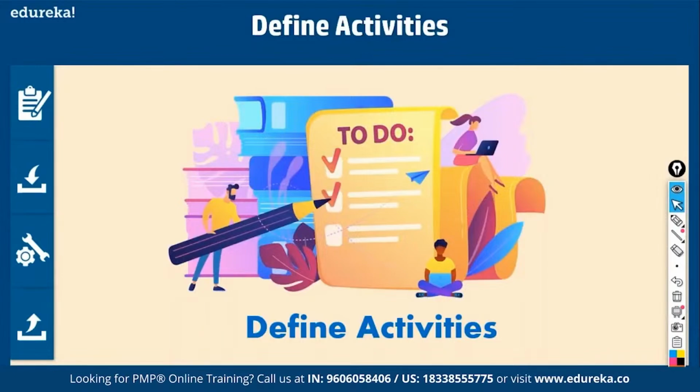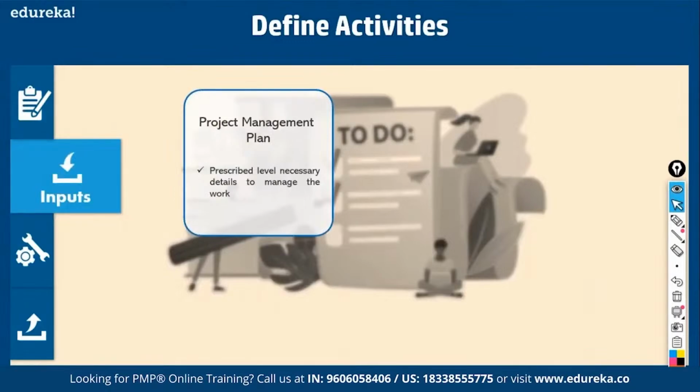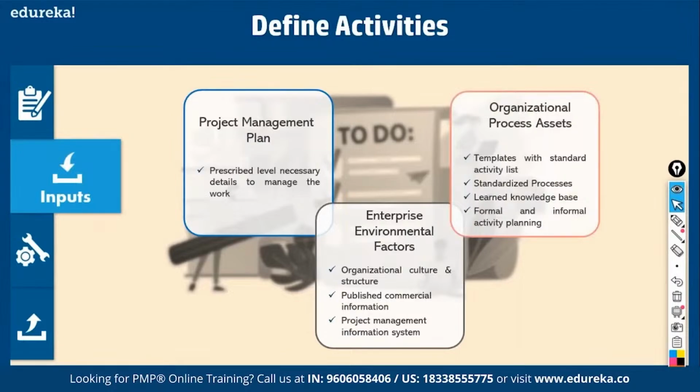Now we have to do the next process, define activities. That is, we'll break down work packages into activities. Okay, that is what is called define activities. Fine. So this is the process of identifying and documenting the specific actions that need to be performed to produce a deliverable. You break it down into activities. Fine. So what are the inputs? Project management plan that tells you how to do the decomposition. Fine. How to break it down. Okay. Enterprise factors, culture, structure, any PMIS, any tool, right? Then organizational processes, templates that you can use.